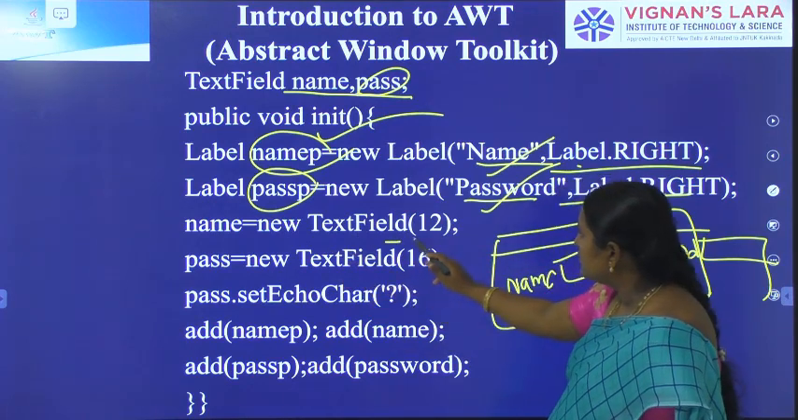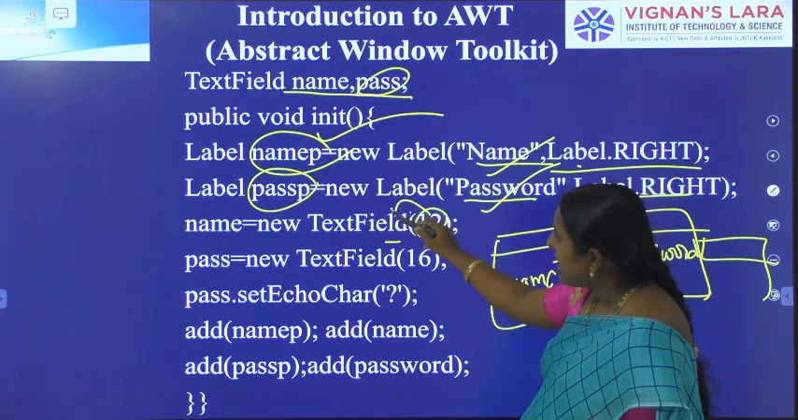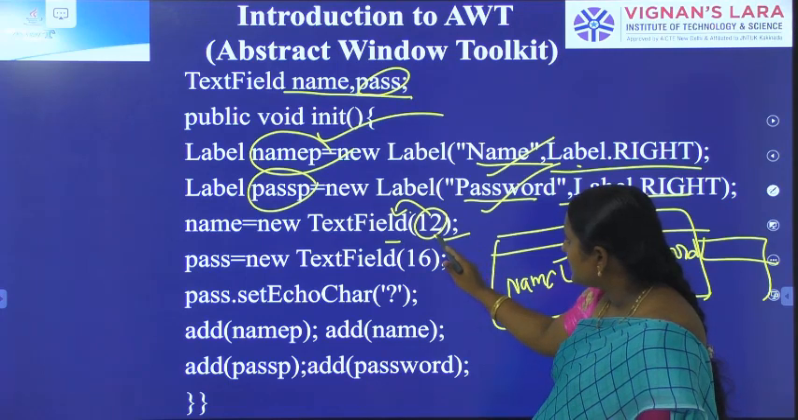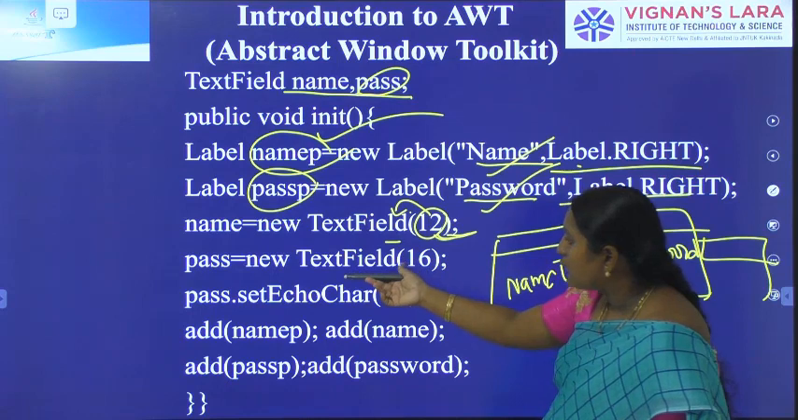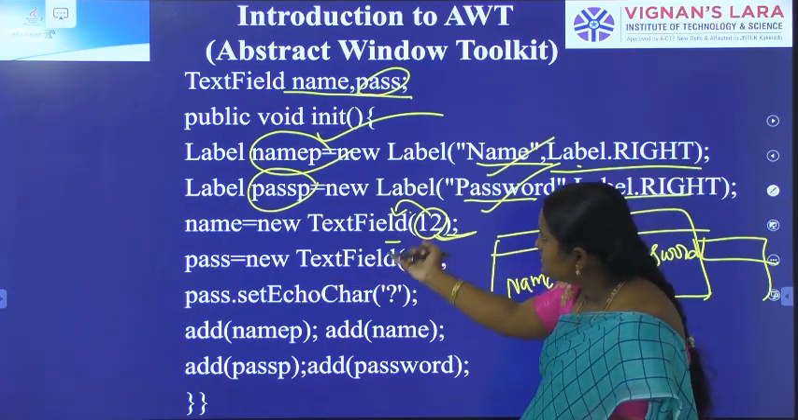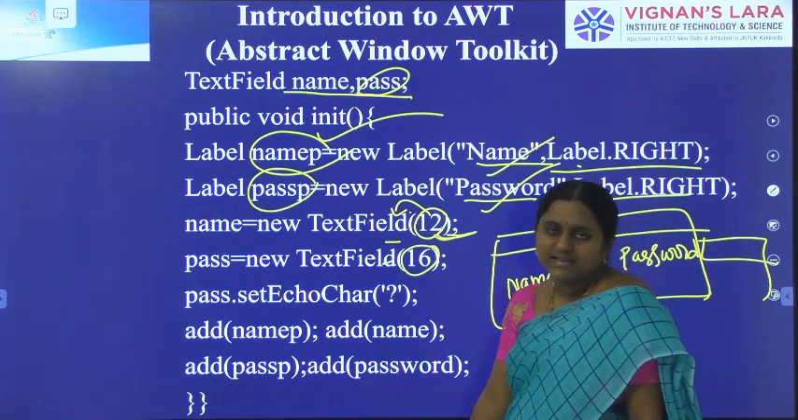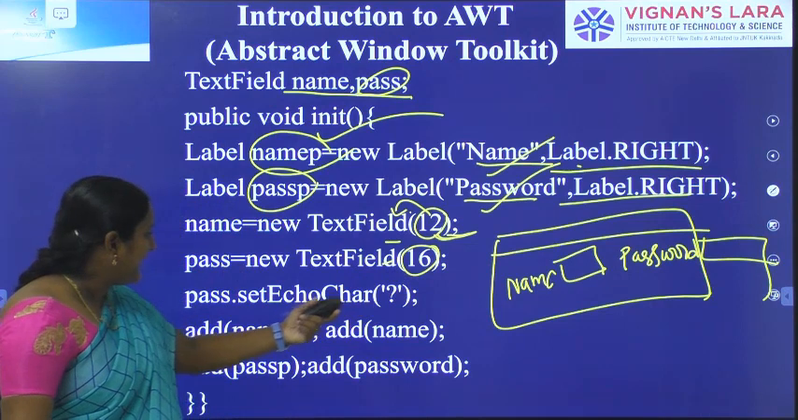name = new TextField(12). It is the width of the text field, so it allows 12 characters in the text field. Next, in a similar way, we instantiate the object pass = new TextField(16). So it allows 16 characters for the password. The width of this text field is 16 characters.